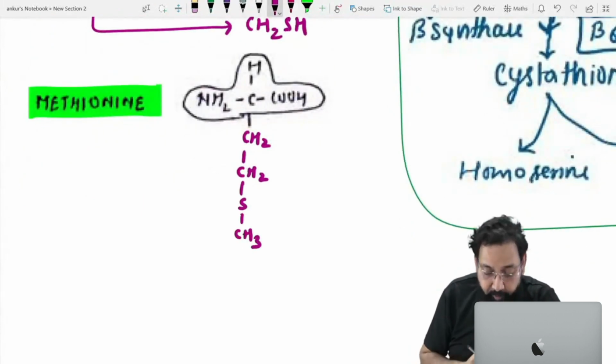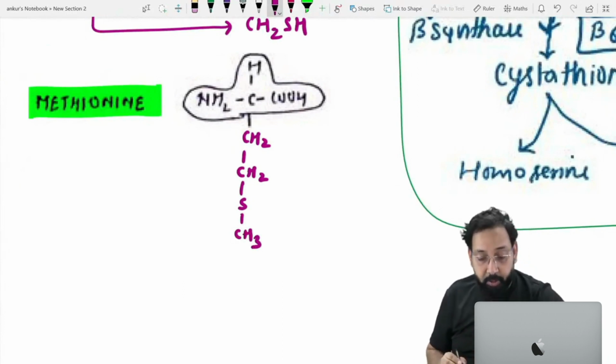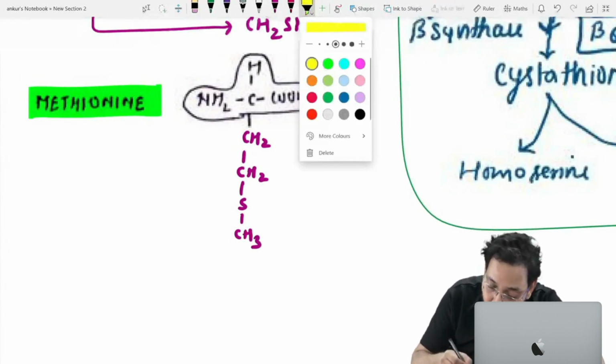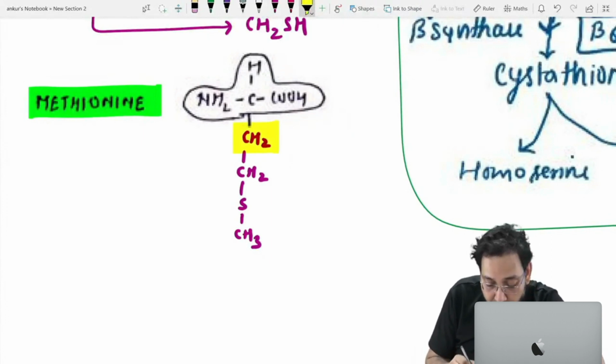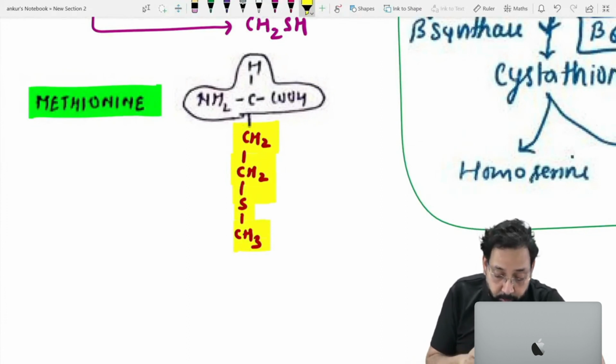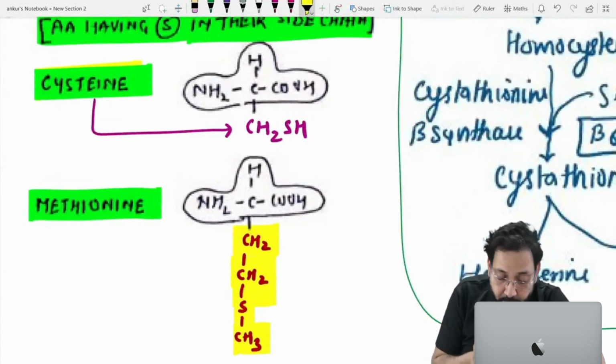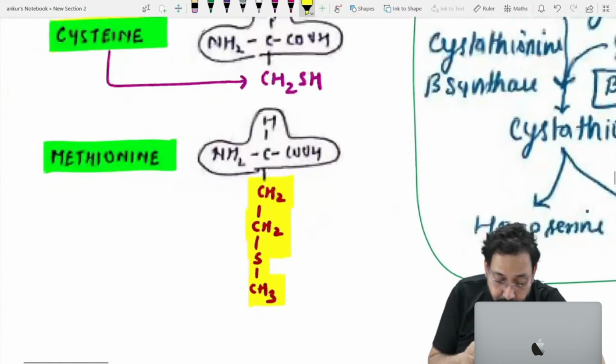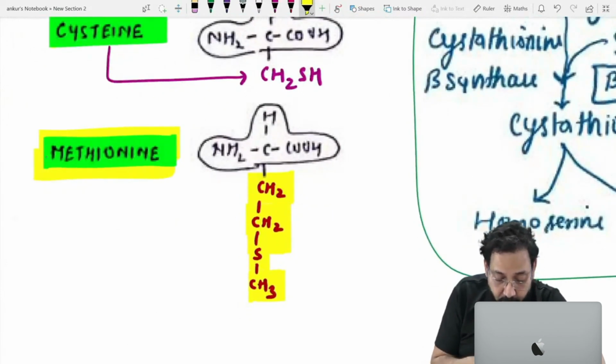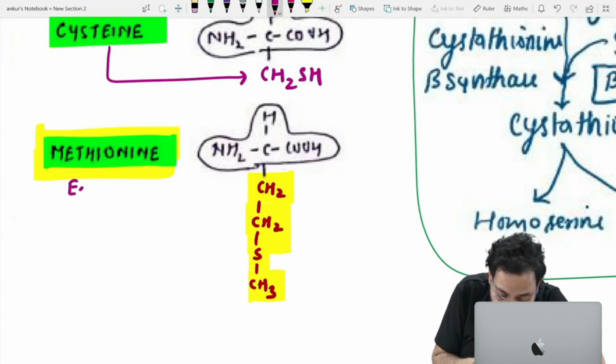Now CH2, S, CH3, this is methionine. You can't afford to forget this structure. CH2, sulfur, CH3, this is methionine. So between methionine and cysteine, methionine is large. Large thing you can't synthesize, we make a mnemonic. Large thing you can't synthesize, so this is essential.